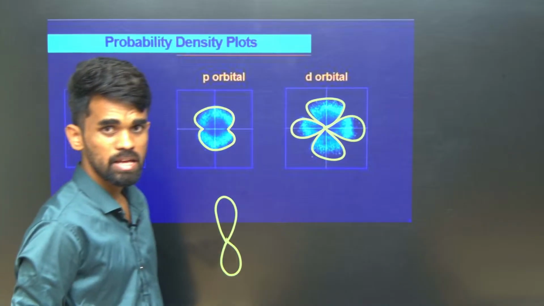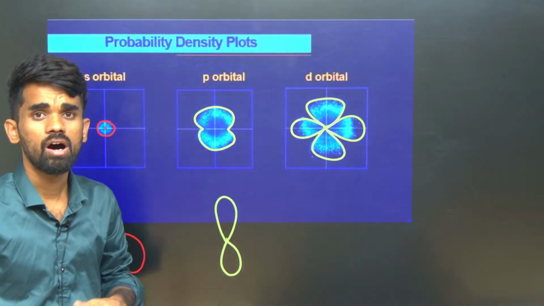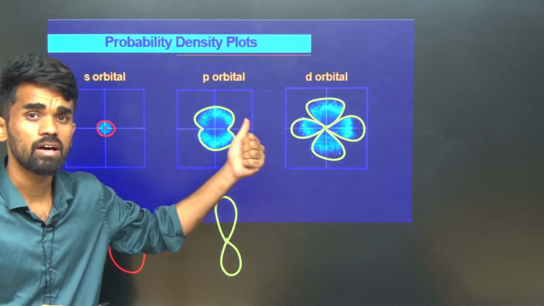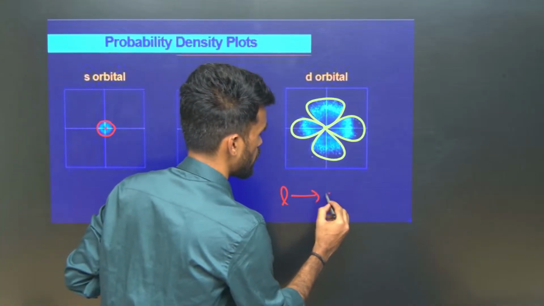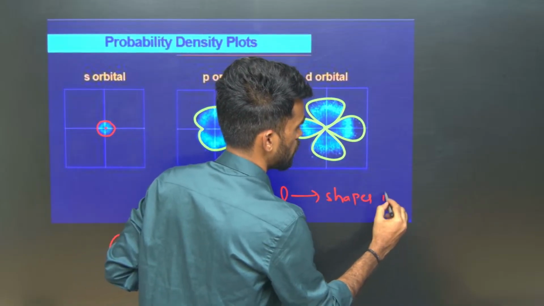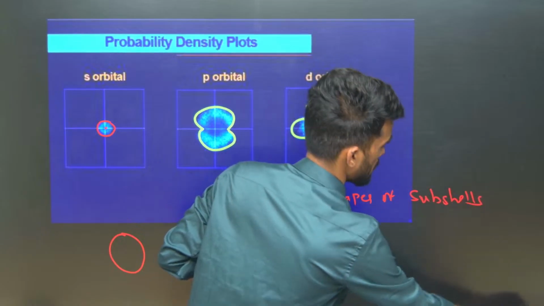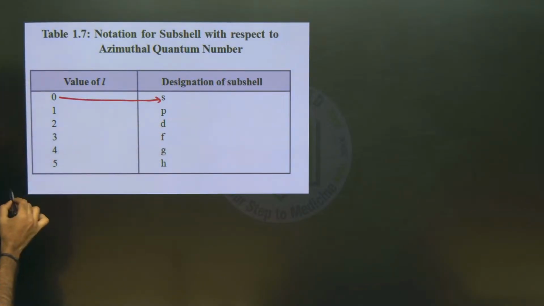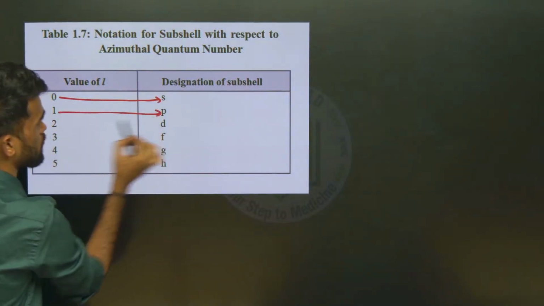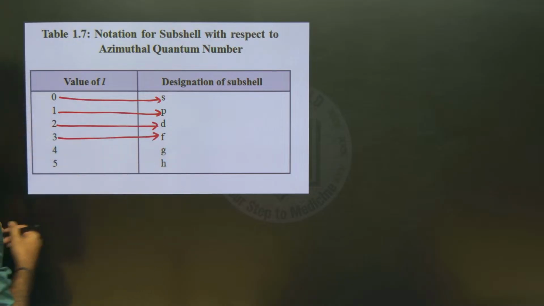Hope this is clear. So the l value gives the shapes of the subshells. Next, for the value of l, if it is 0, we say s subshell. If it is 1, we say p. If it is 2, we say d. If it is 3, we say f, like that. For g it should be 4.